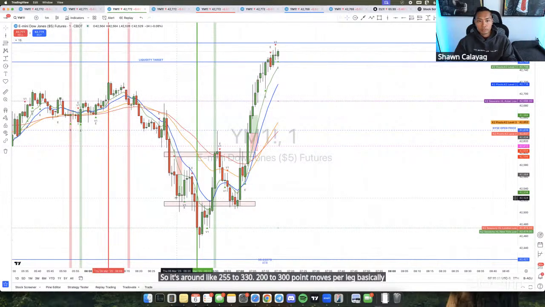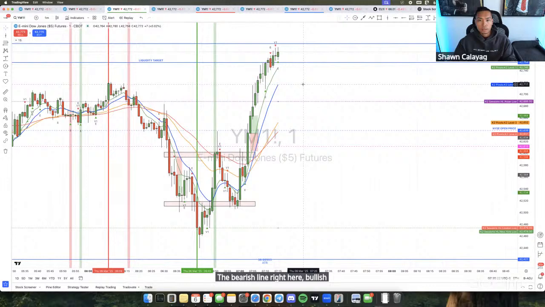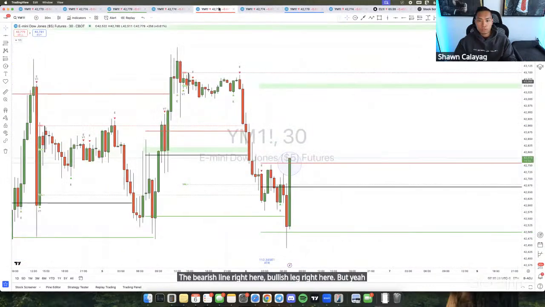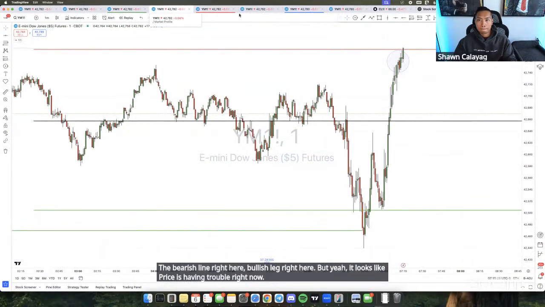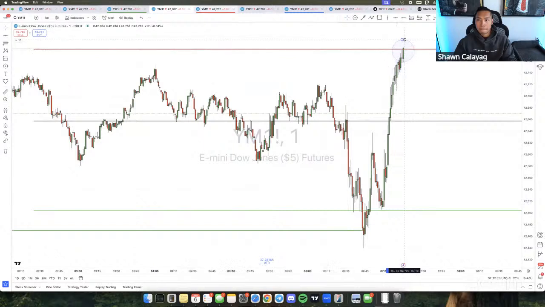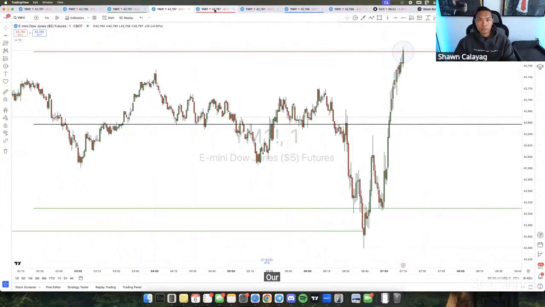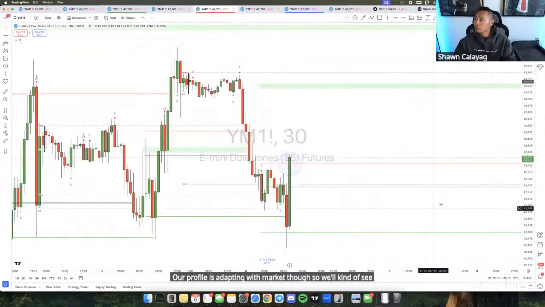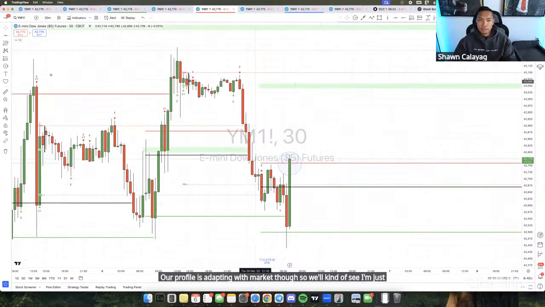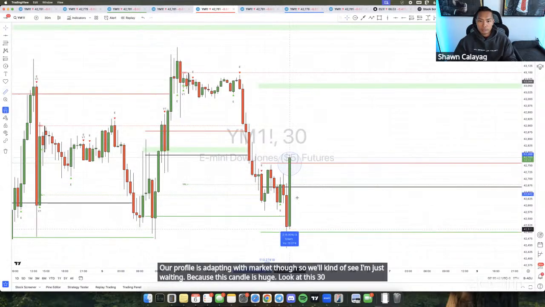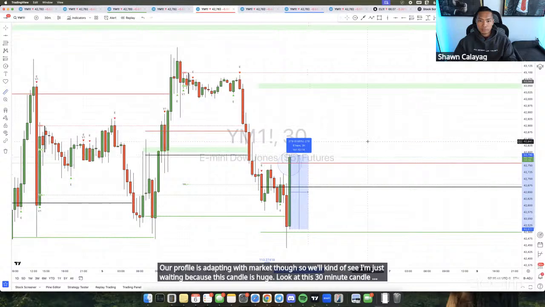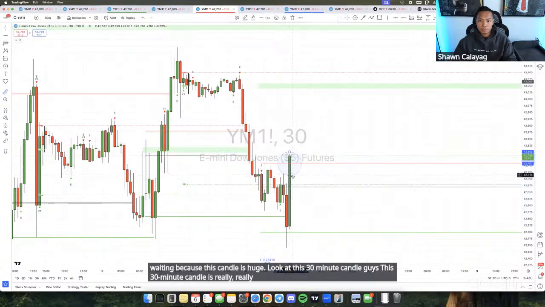The bearish leg right here, bullish leg right here. But yeah, it looks like price is having trouble right now. Market profile is adapting with market though, so we'll kind of see. I'm just waiting, because this candle is huge. Look at this 30-minute candle, guys. This 30-minute candle is really, really big. It's pretty much engulfing all of the previous candles.